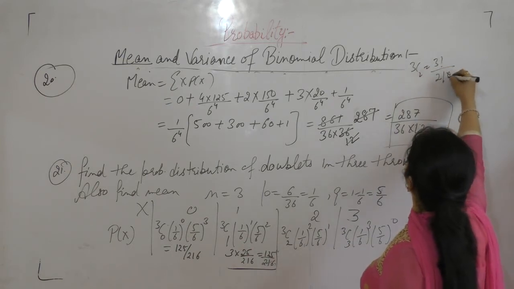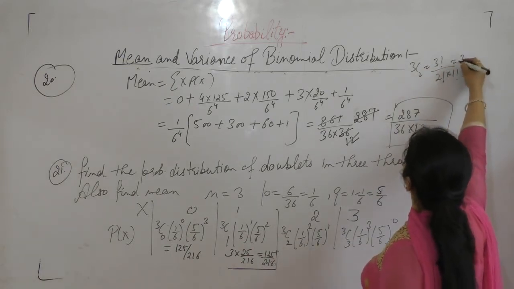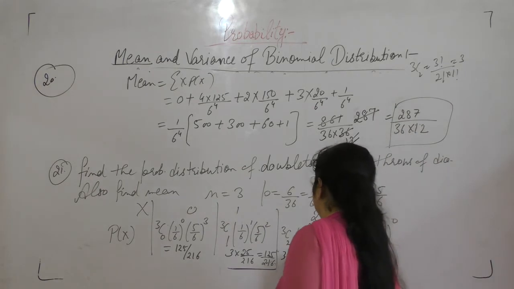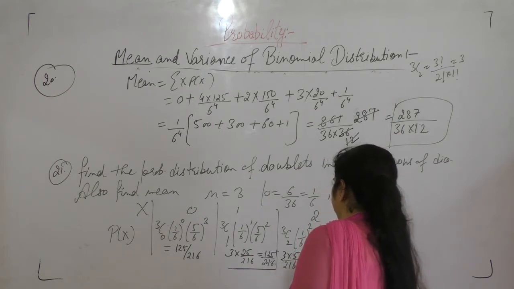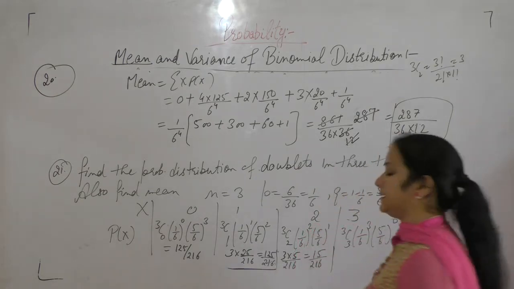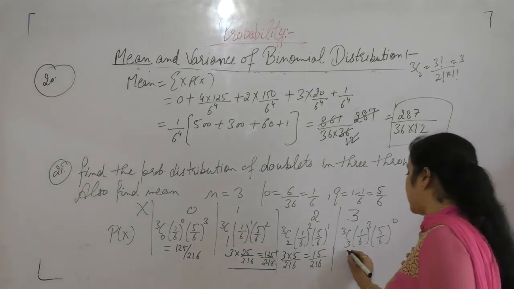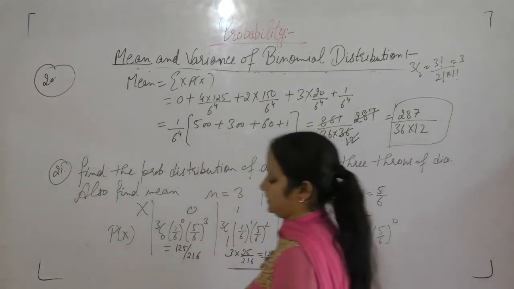Three factorial, two factorial, one factorial. This is three. 6 cube, 15 upon 216, 3C3 is 1 upon 216.